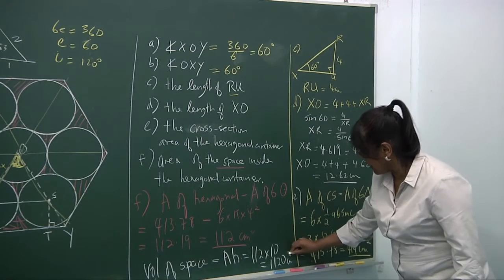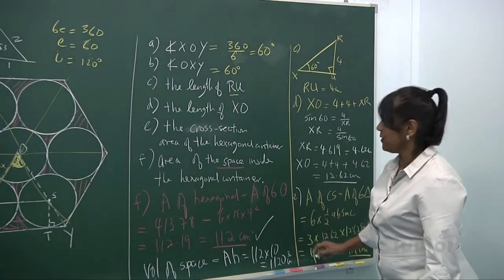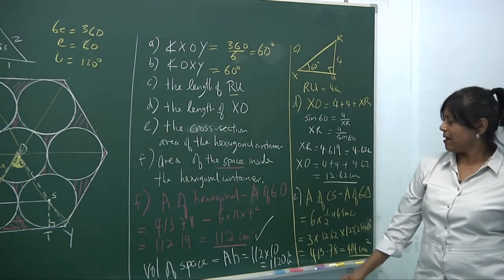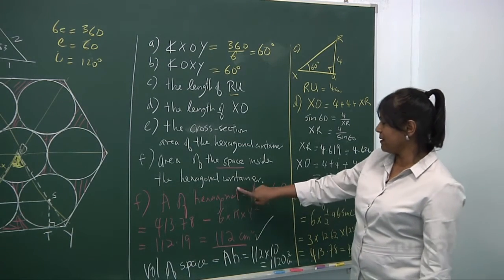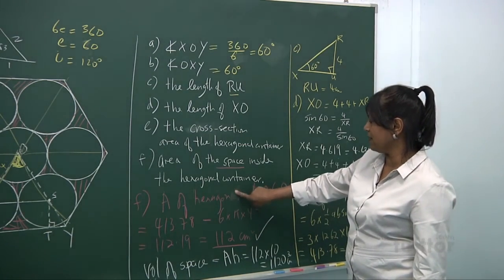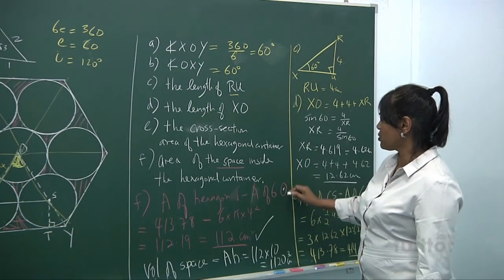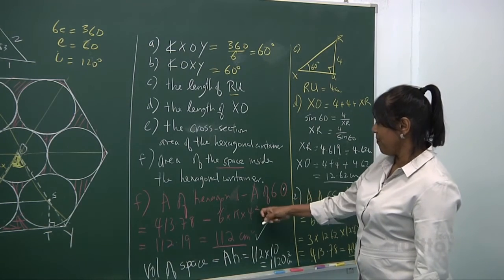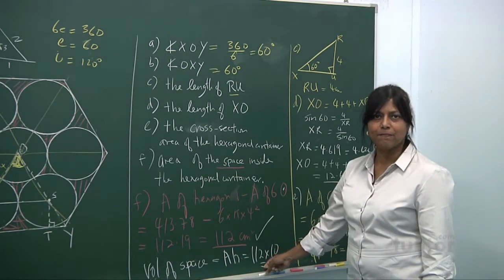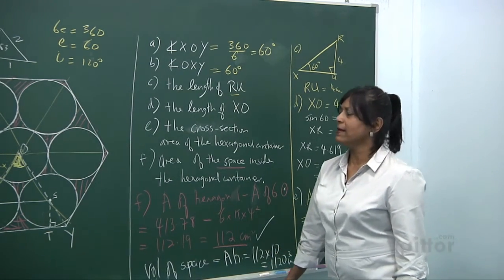1120 cm cubed. But this is for the cross-sectional space. The cross-sectional space will be the area of the hexagon minus the area of 6 circles. And that would give you that space. Are you more confident? Let's look at it again.